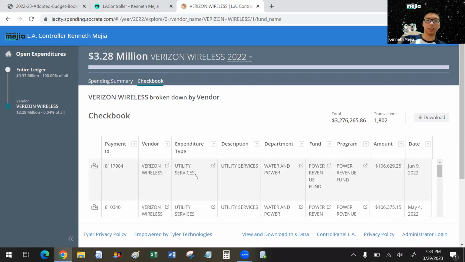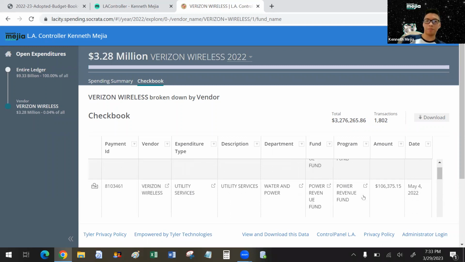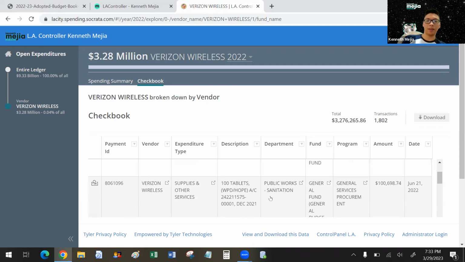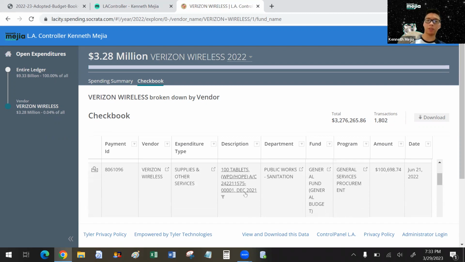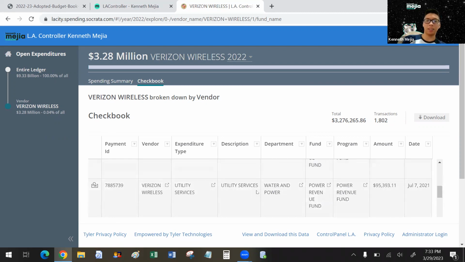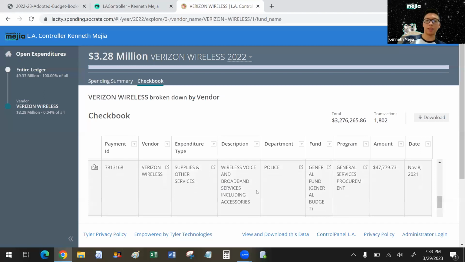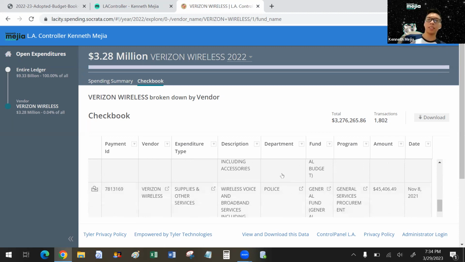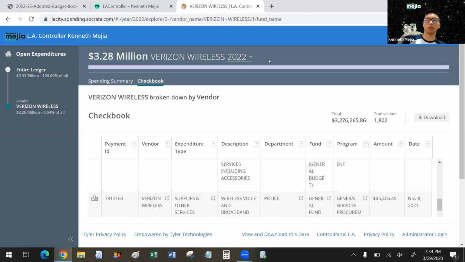We paid for utility services for Verizon. Same thing, water and power. Looks like we paid 100,000 for tablets for sanitation. Here's water and power again, utility services for Verizon. You can see how much money we're spending there. Like for the police, we spent 47,000 on wireless voice and broadband services, including accessories. And this is as of the fiscal year 2022, which ranges from July 1st, 2021 to June 30th, 2022.